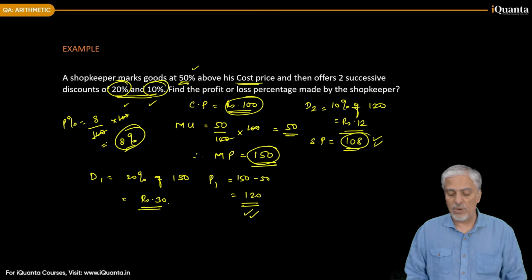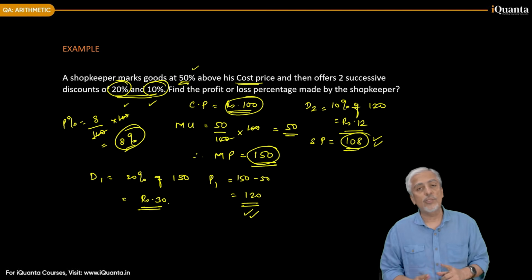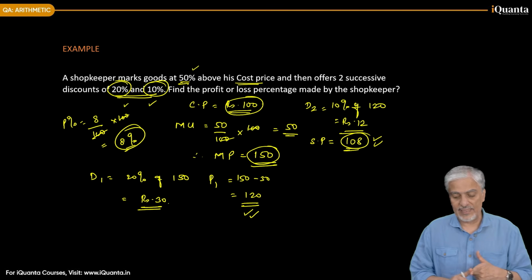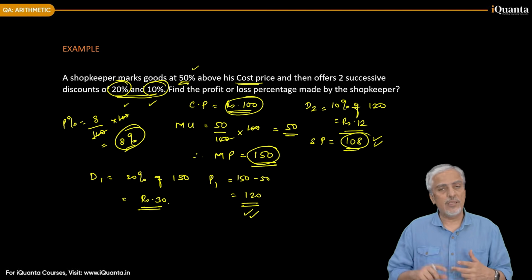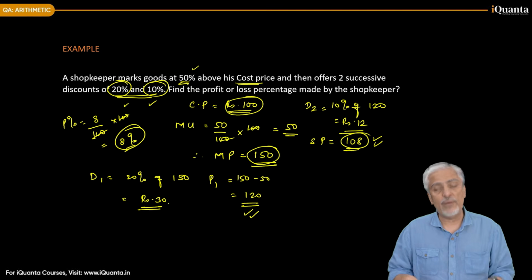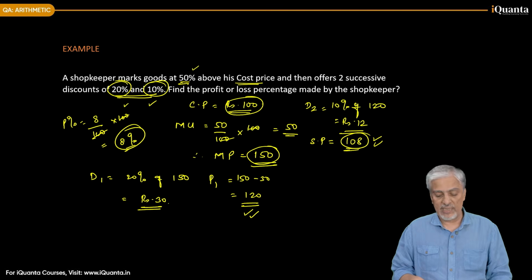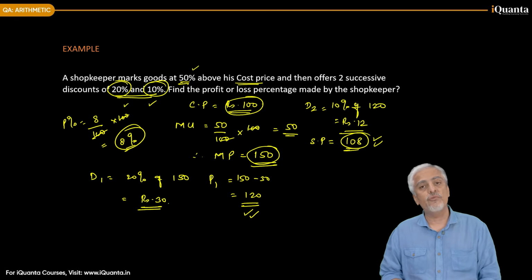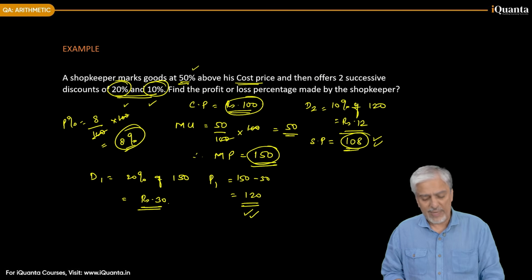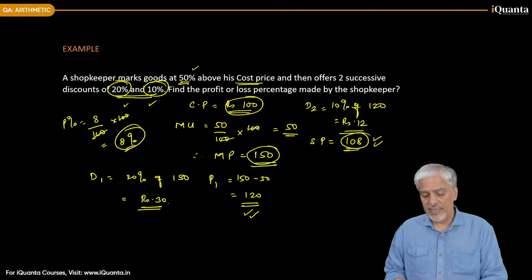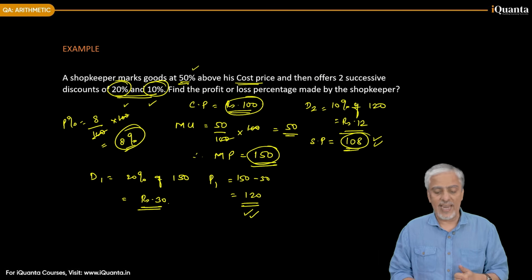This is method number 1 to do this question. I'm going to go through it again. I assume the cost price is 100. I got a markup of 50%. I became 150. I gave first discount of 30, second discount of 12, and I reached a final price of 108, which made the profit 8%.